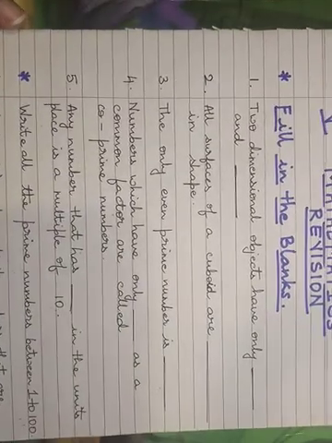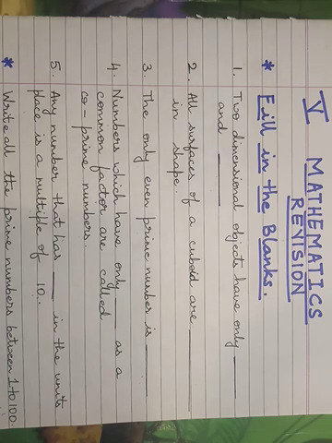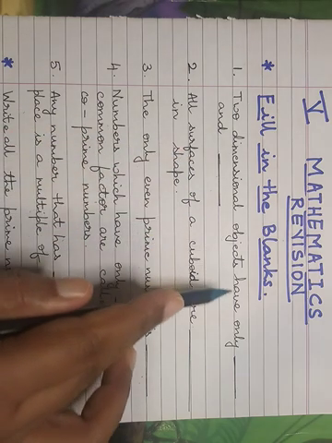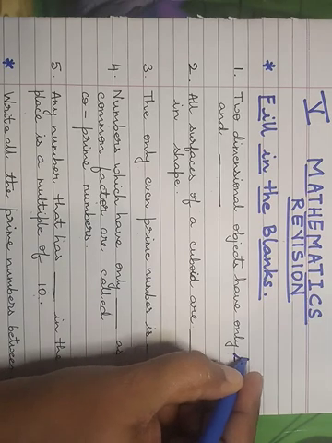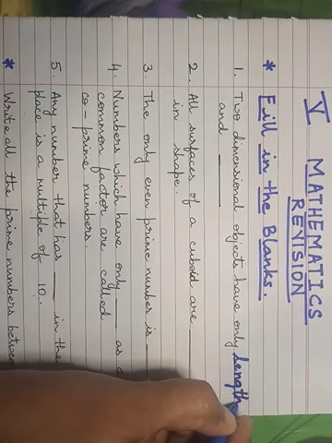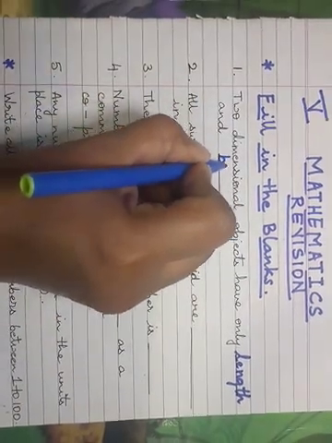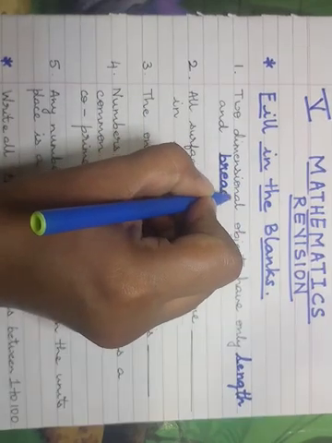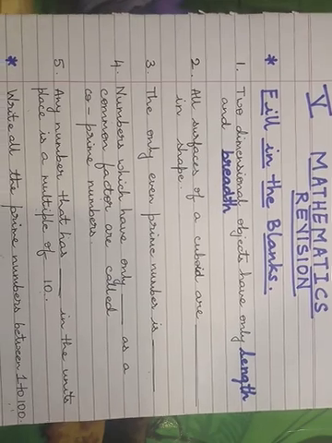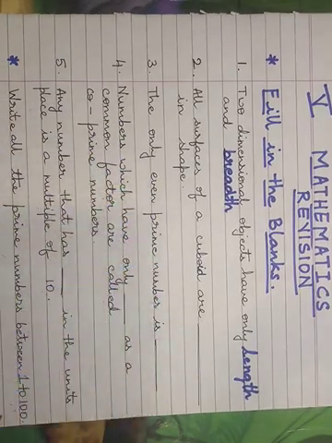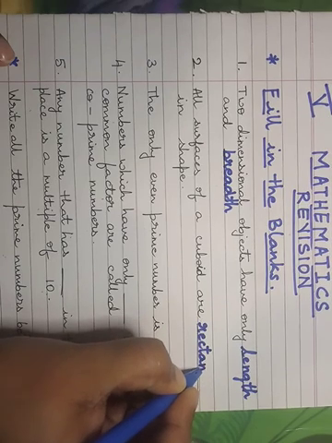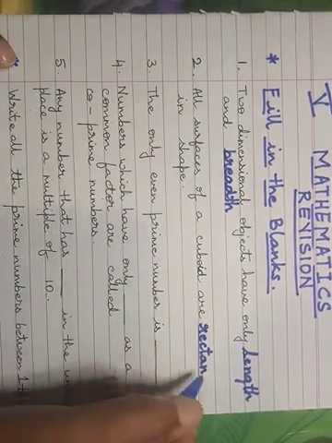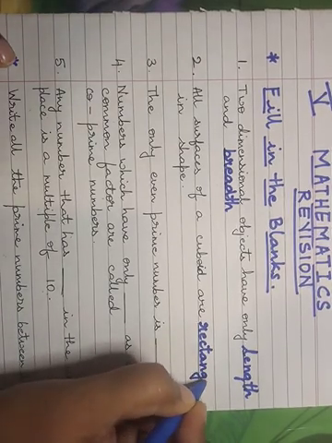Now quickly, let's discuss the fill in the blanks. Two-dimensional objects have only dash and dash. What do they have? Very good. They have length and breadth. Say that together. Length and breadth. All surfaces of a cuboid are dash in shape. Rectangular. Very good. And the surfaces of a cube are square in shape. A cuboid is rectangular in shape.